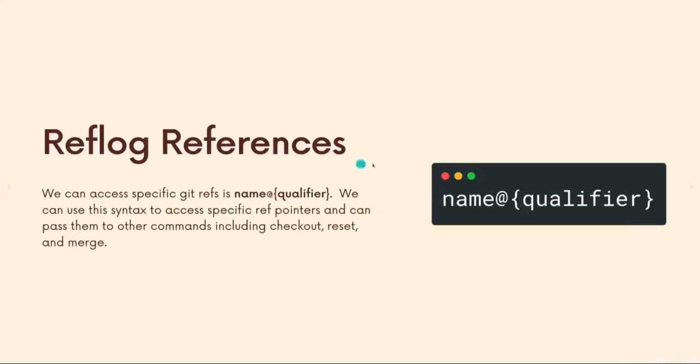Okay, so recall this syntax we've seen, where we have the name of a reference, an @ sign, curly braces, and then some number, so far at least. We'll stick with the numbers in this video. This is the way of talking about an entry in a reflog for some reference. So in other words, head at 2 is the same as saying where head was 2 moves ago. And we can pass these references around to different commands.